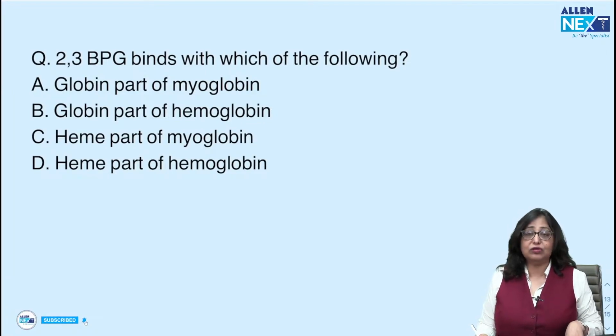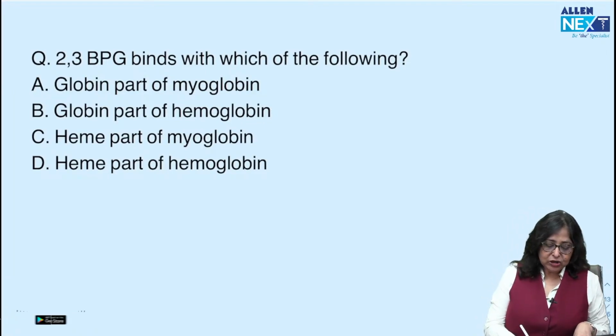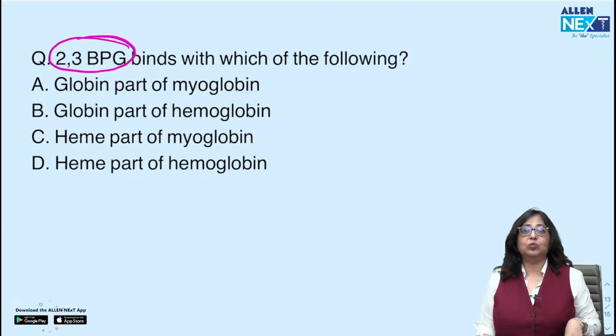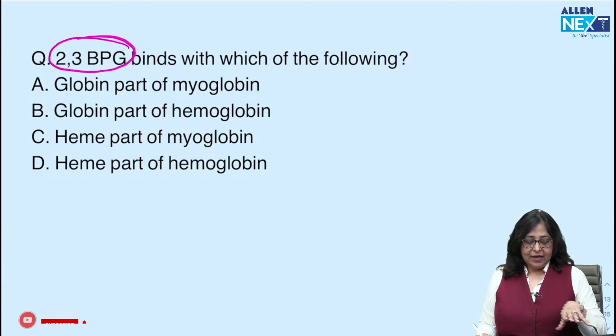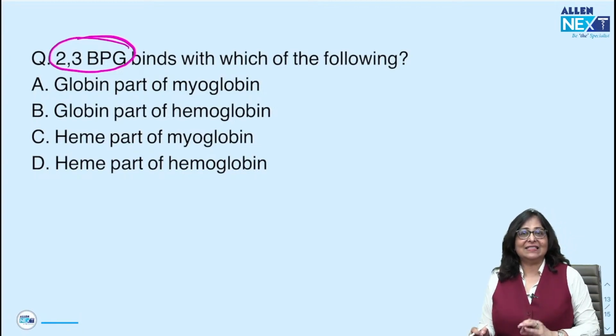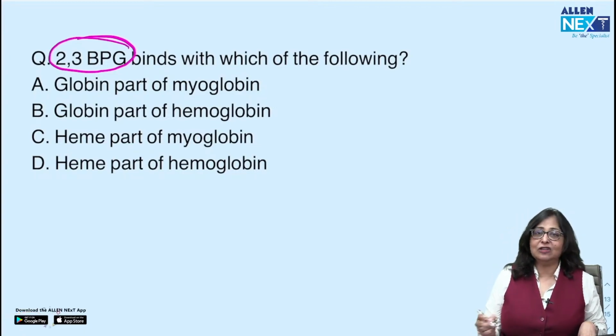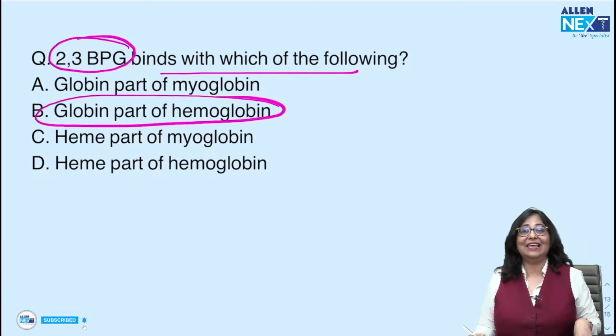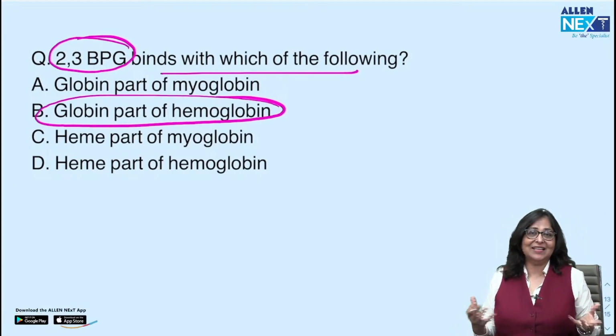Now this says 2,3-BPG. 2,3-BPG is a byproduct of the glycolytic pathway. This binds with which of the following? 2,3-BPG and oxygen bind at the same place on the beta chain of hemoglobin. So it binds with the globin part of the hemoglobin. Beta chain is the globin part. So it binds with the beta chain of hemoglobin.